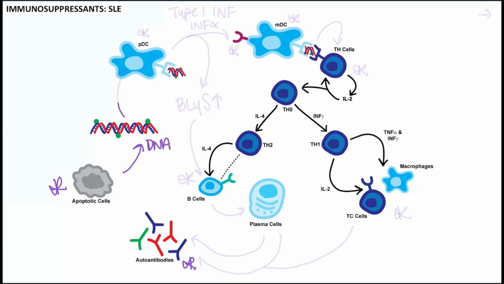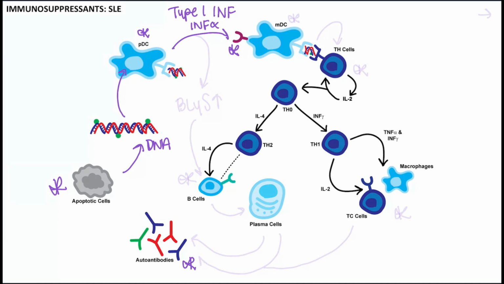This DNA can be taken up and lead to the activation of plasmacytoid dendritic cells, or PDC, which I'm showing you here. This cell type is able to secrete large amounts of type 1 interferons, like interferon alpha, for instance. And these interferons will bind their respective receptors.